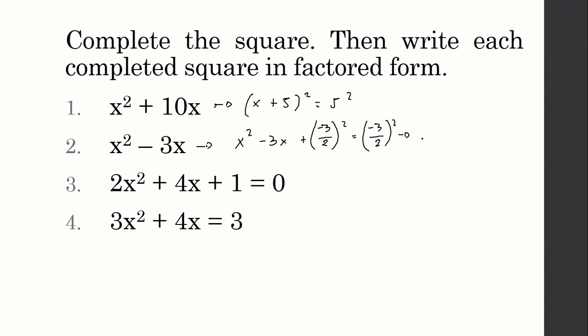Then the factored form will be x minus 3 over 2 squared equals 9 over 4.